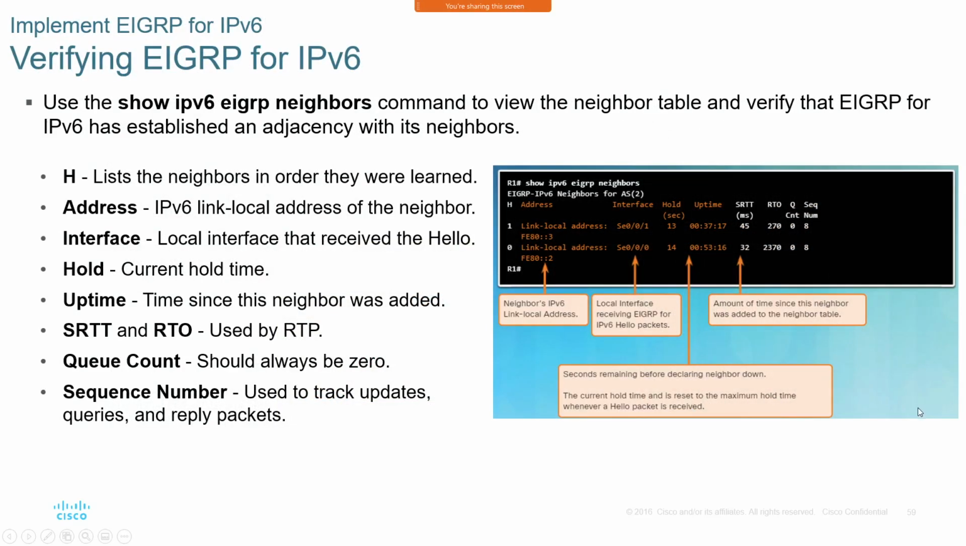A few commands we can use to verify EIGRP for IPv6. We have the show ipv6 eigrp neighbors, pretty much the same as the show ip eigrp neighbors for when we're configuring EIGRP for IPv4. It shows information about the neighbors. It shows which interface the neighbor is connected to, the hold time, the uptime, and so on.